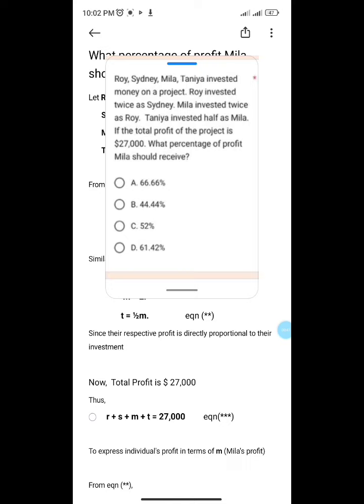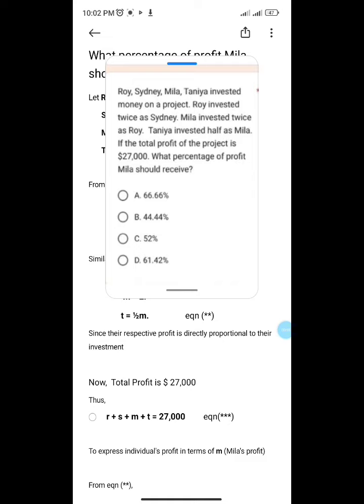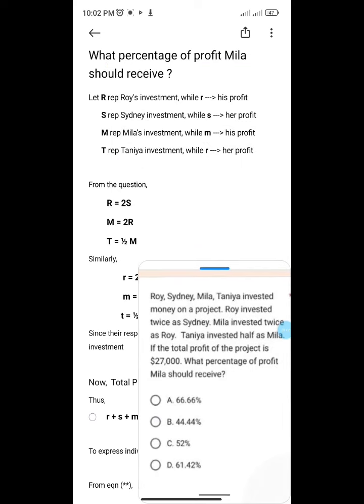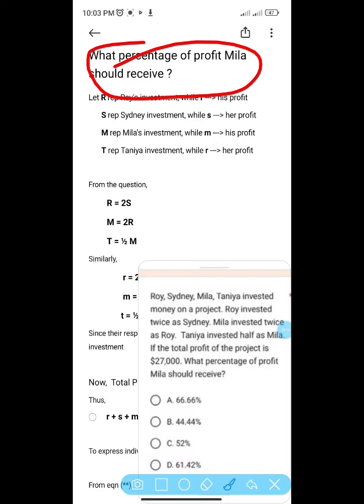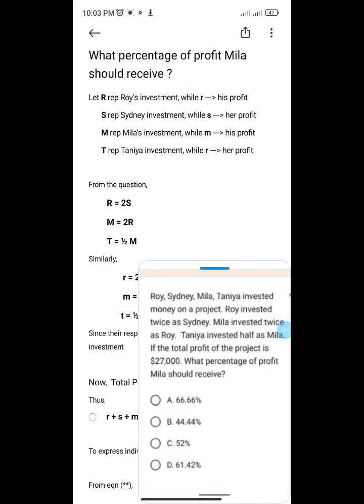Now this type of question actually requires critical thinking, and how you go about solving this is that you interpret each line, each sentence, because they are carrying information, facts that you have to pay attention to. So let's go through this together. Don't forget, the question is what percentage of the profit Mila should receive. So that's what we are trying to solve.